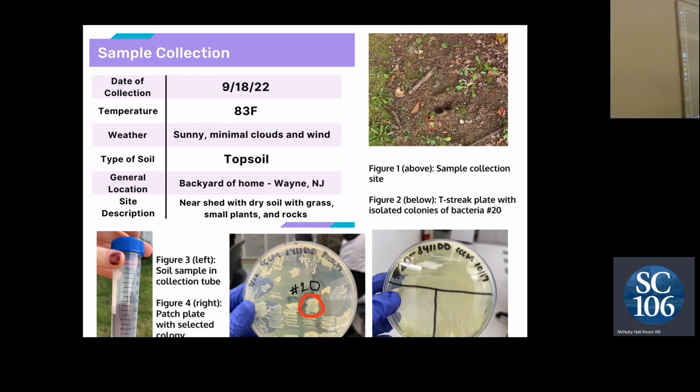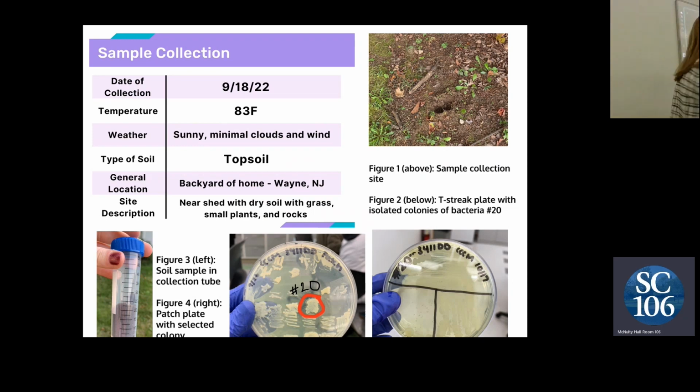I tried to dig about an inch or 2 into the soil to obtain my sample. And I wanted to pick an area that was relatively contaminant free, so I wanted to try and choose somewhere that wasn't super wet, there wasn't too many plants or rocks. I really wanted to see what exactly was in my soil. So you can see here, this is the tube that I collected it from.